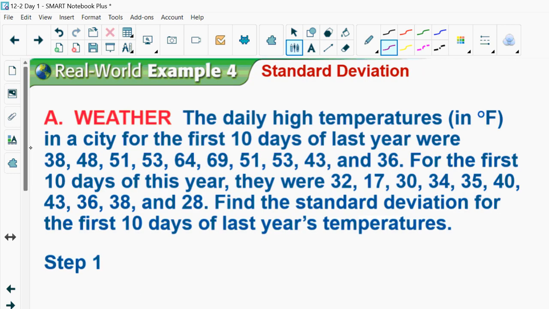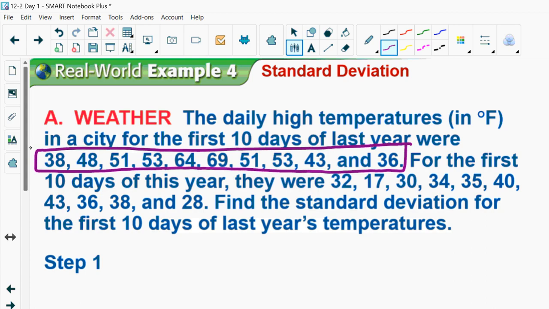If you look at this example, it says the daily high temperatures in degrees Fahrenheit in a city for the first 10 days of last year were these temperatures. And for the first 10 days of this year, they were these temperatures. It says find the standard deviation for the first 10 days of last year's temperature. So last year's temperatures are using these numbers.